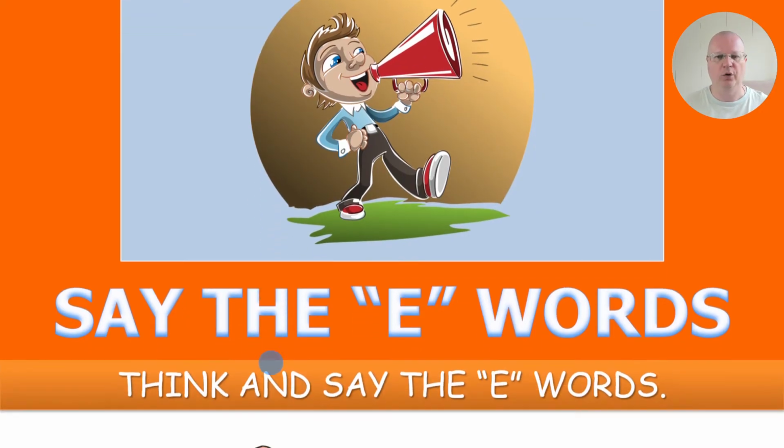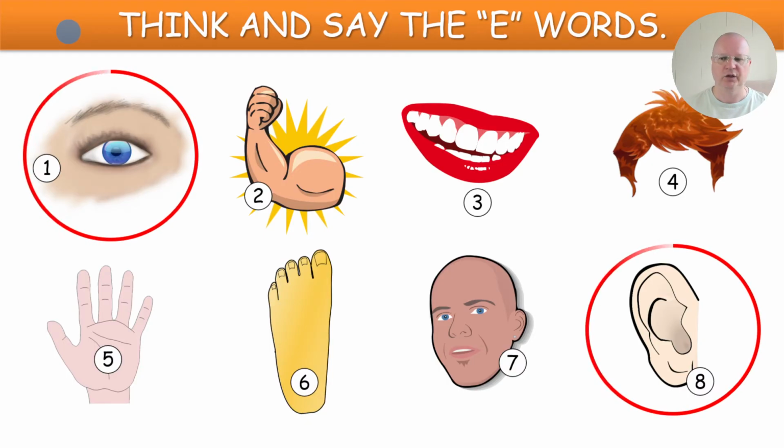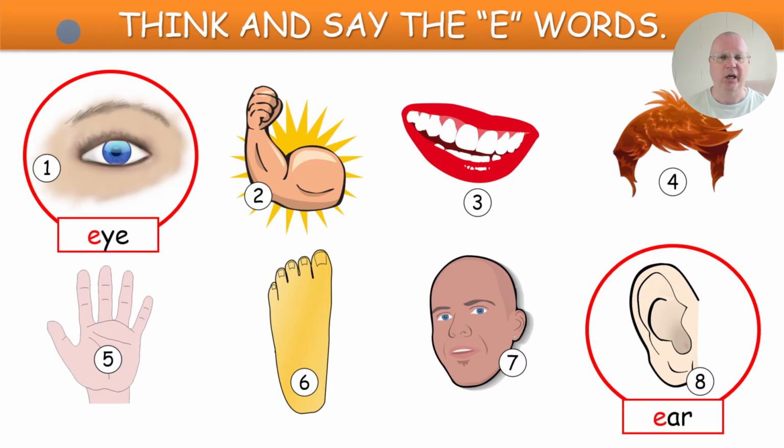Say the E words. So show this slide to your students. They need to think and say the E words, the words that start with the letter E. You can do it as a whole class activity, or you can do it as pair work. You invite a student from each team and they need to say the E words. Whoever says it first gets a point. Yeah. So in this case, it's eye and ear.